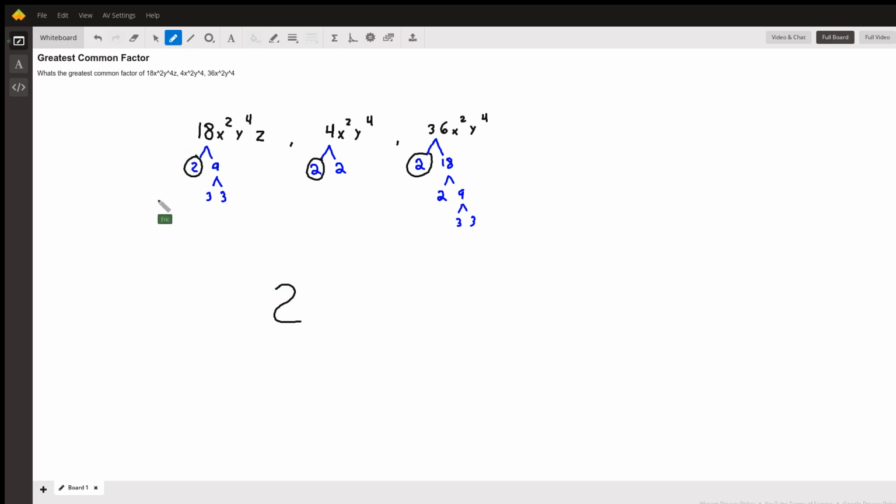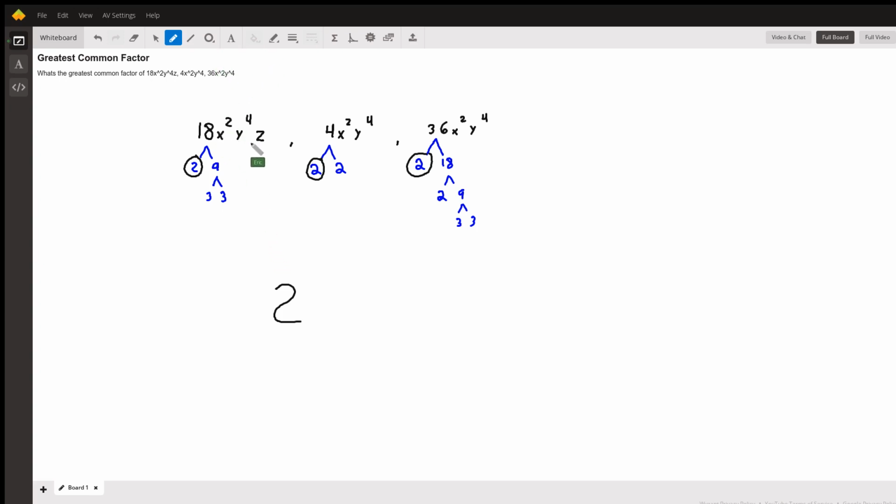First, we want to make sure that in order for a variable to qualify for a greatest common factor, it must appear in every monomial. Now take a look at the z in our first monomial. Notice that it only appears in this monomial. It doesn't appear in the second monomial, and it doesn't appear in the third monomial. So that means it will not qualify for the greatest common factor.